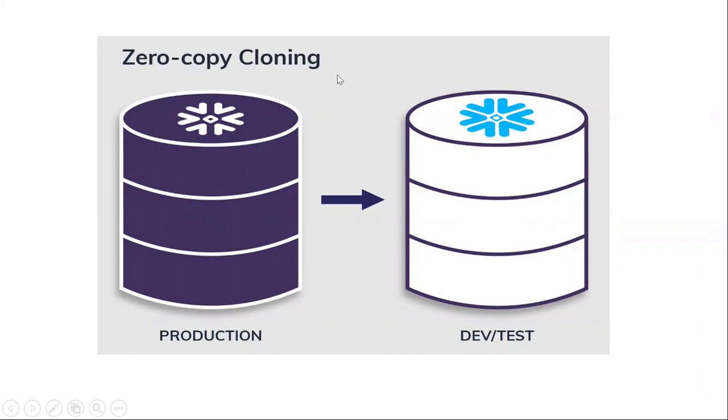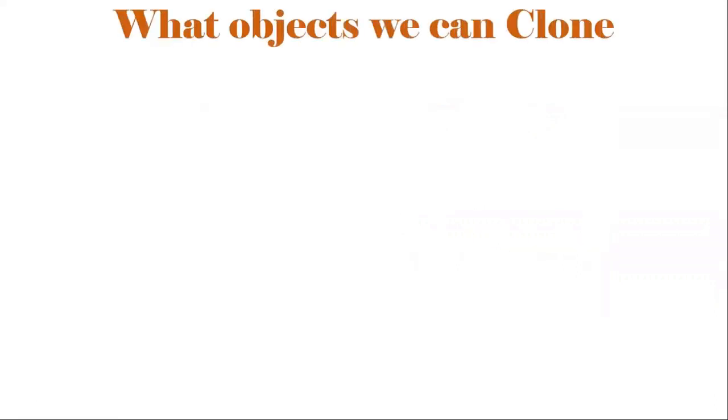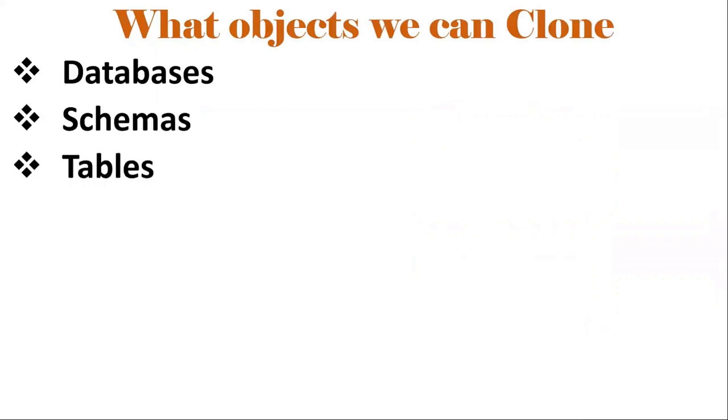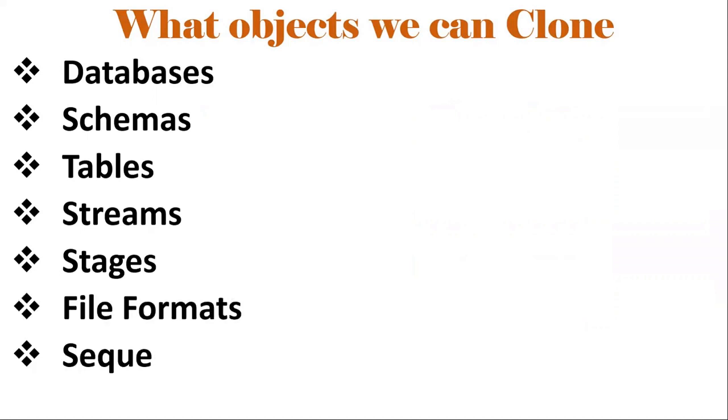One more time, if I want to move the entire database objects from production to dev or test, simply we can use the clone feature so that we can get the data in a single shot. Hope this is clear. Now, what objects can we clone? We can clone databases, schemas, tables, streams, stages, file formats, sequences, and tasks. These are the objects we can clone.